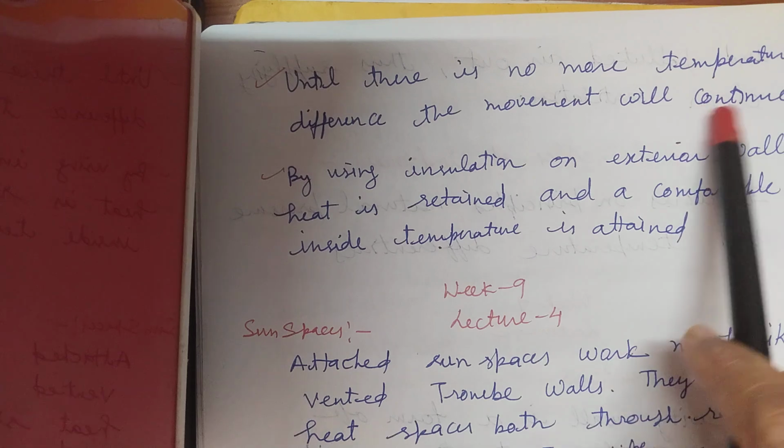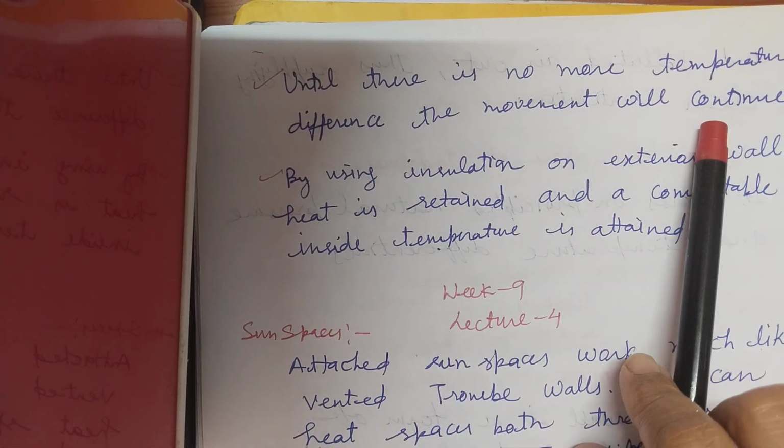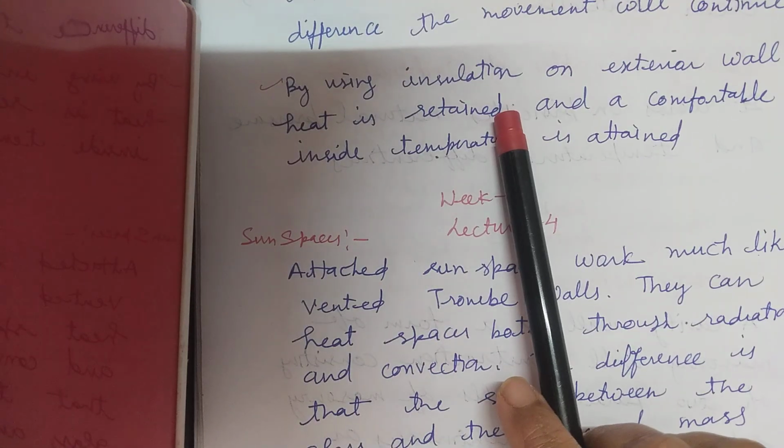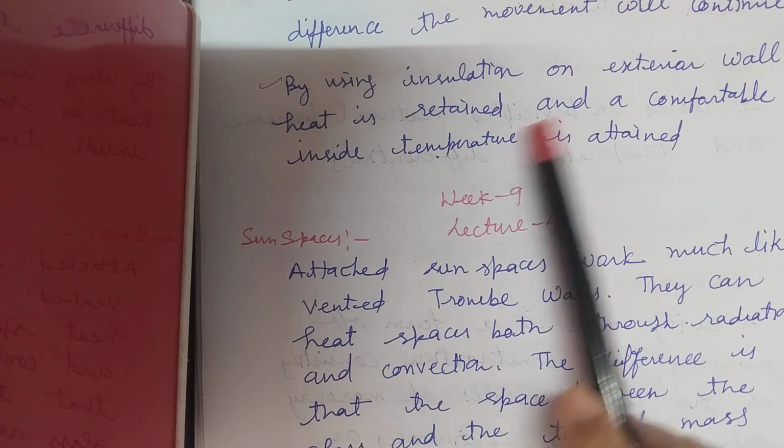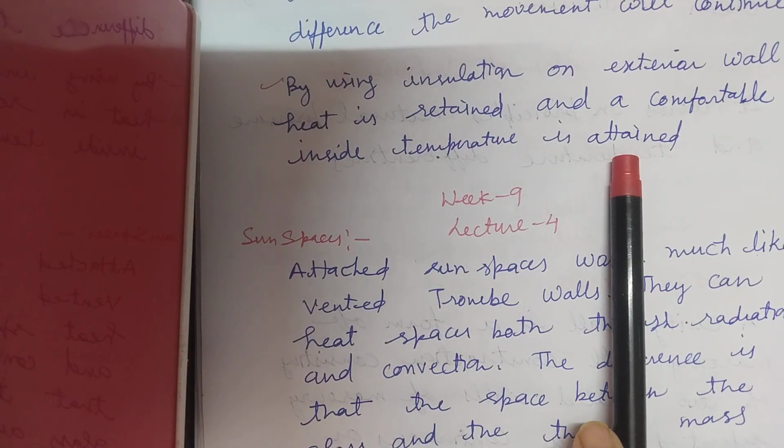Until there is no more temperature difference, the movement will continue. By using insulation on the exterior wall, heat is retained and a comfortable inside temperature is attained.